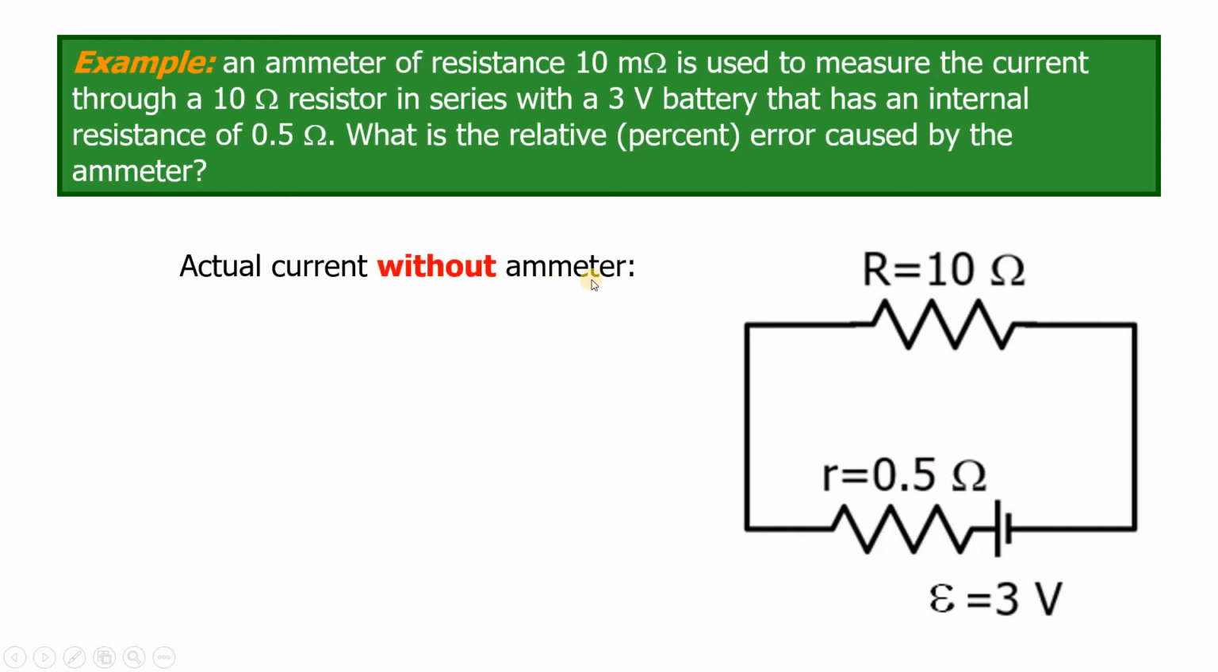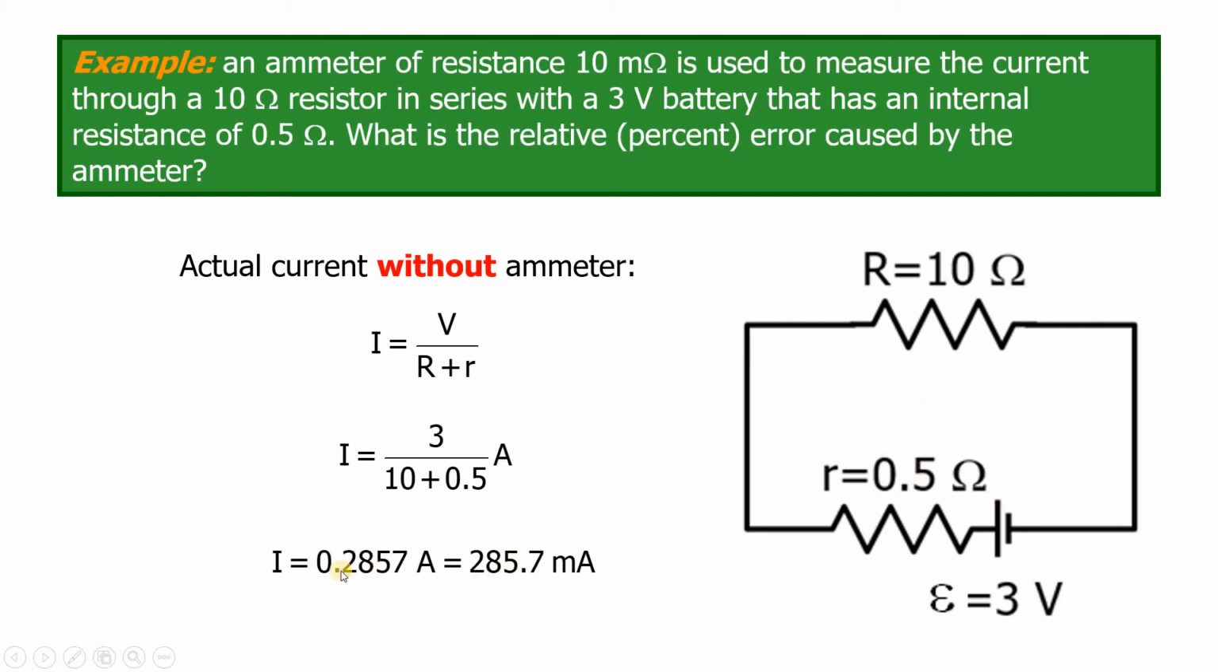Actual current without the ammeter: these two are resistances in series, so 10 plus 0.5, 10.5 ohms, and the voltage is 3. So the total current I is equal to V by (R plus R_internal), which is 3 by (10 plus 0.5), that is 3 by 10.5. Therefore, I is equal to 0.2857 amperes. It is nothing but 285.7 milliamperes, the current flowing through this 10 ohm resistor without the ammeter.